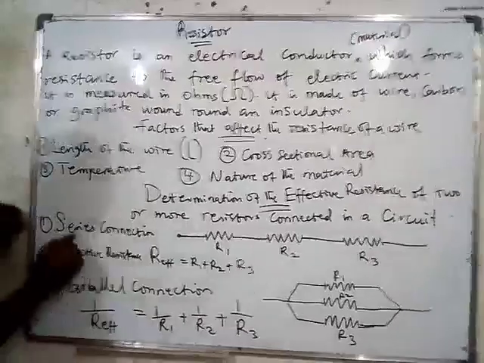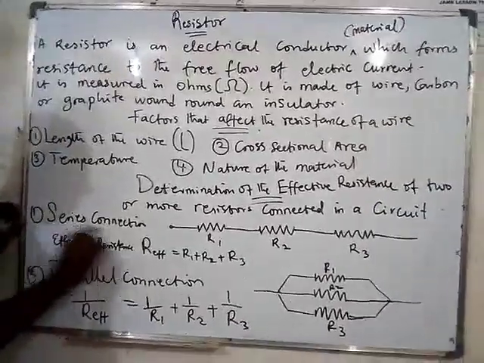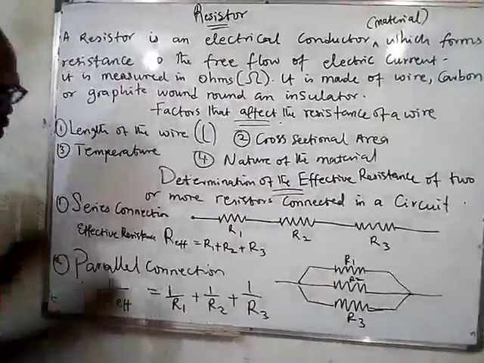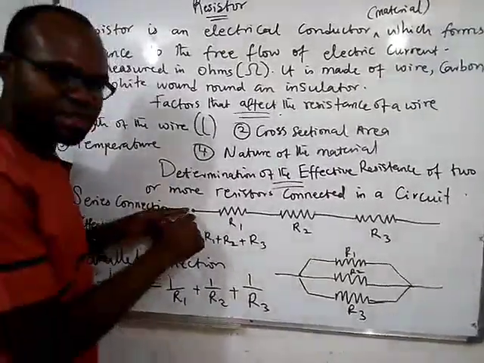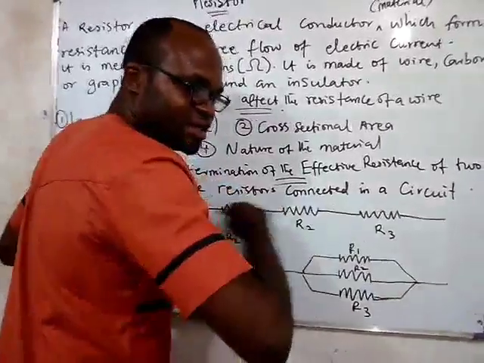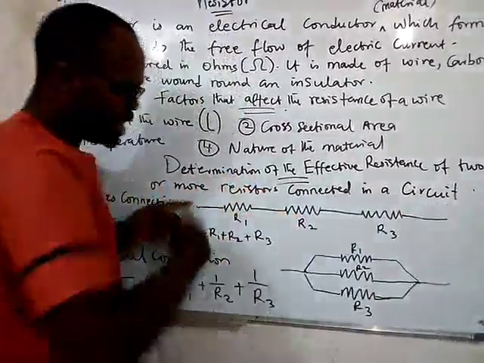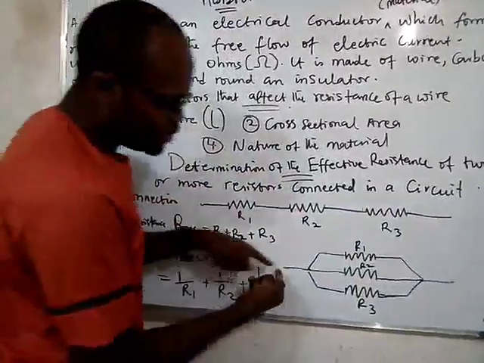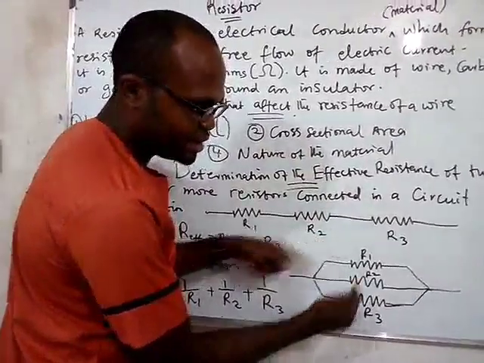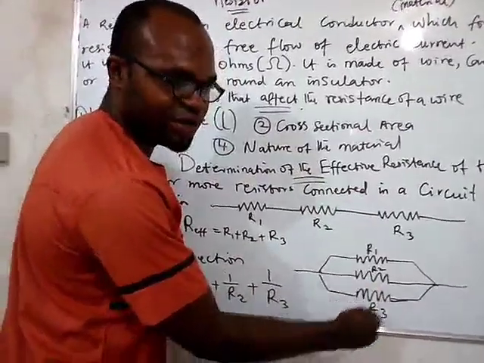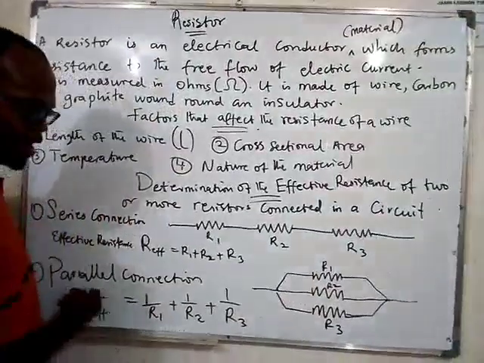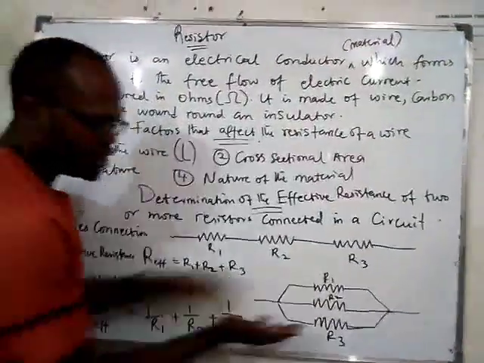This first connection is what we know as series connection, whereas the second one is what we know as parallel connection. Can you see this one? It's moving from one resistor to the other, through the wire back to the terminal. But this one diverges. It's having one resistor on top of the other. Whenever you have a structure like this, we call it parallel connection, because they are in parallel lines.